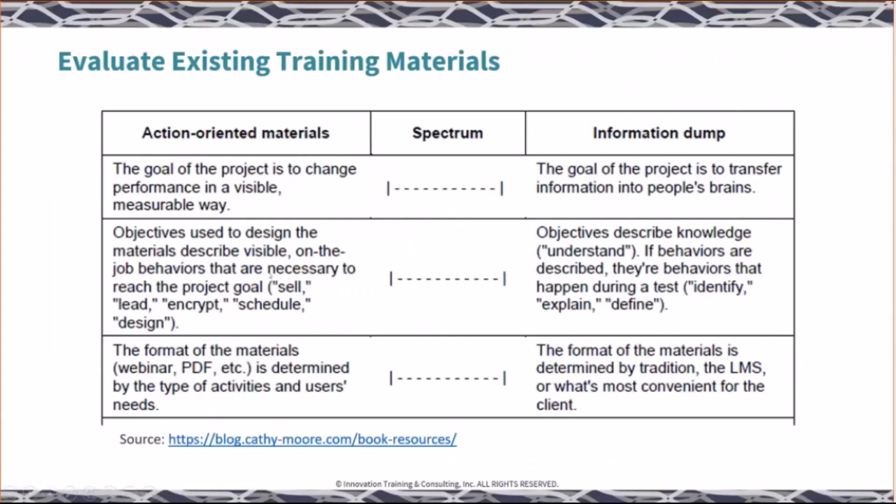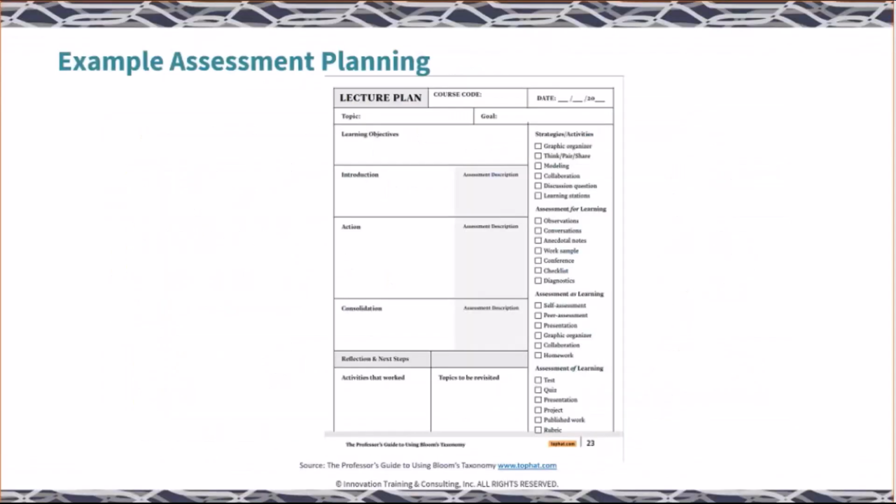And then Kathy Moore has a checklist. This is one page shown out of a multi-page checklist, where if you're trying to evaluate your existing training, you can evaluate, is it an information dump or is it action-oriented material? And you can see whether this is meeting your needs or what part of it might need to be enhanced to be more effective.